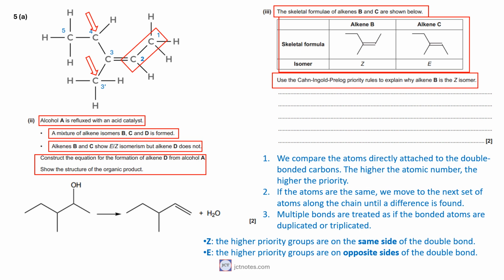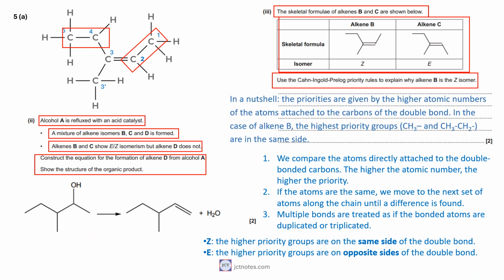We move to the next carbon on each side, carbon 4 and carbon 3'. Carbon 4 is attached to a carbon, carbon 5, and to a hydrogen. Carbon 3' is attached to 3 hydrogens. At this point, we have that carbon 5 has priority over the hydrogens. As it has higher atomic number, the priority is in the branch of carbon 5. In a nutshell, the priorities are given by the higher atomic numbers of the atoms attached to the carbons of the double bond. In the case of alkene B, the highest priority groups are on the same side.